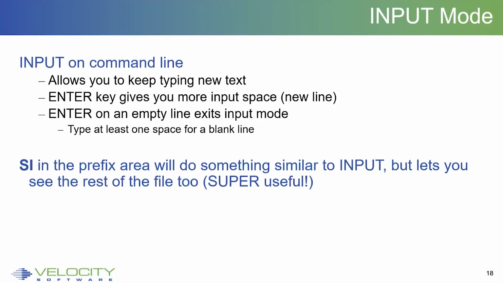Using the input command on the command line. Input puts you into input mode. So it's just a blank slate of input area, so you can keep typing new text. Enter will give you more input space, and enter on an empty line exits. Similar to SI, but it's a little bit different in that all you see is what you're entering. SI, I think, again, is better because it lets you see everything around it, and it just seems to flow a lot easier to get new data into your file if you're going to be typing more than one line.